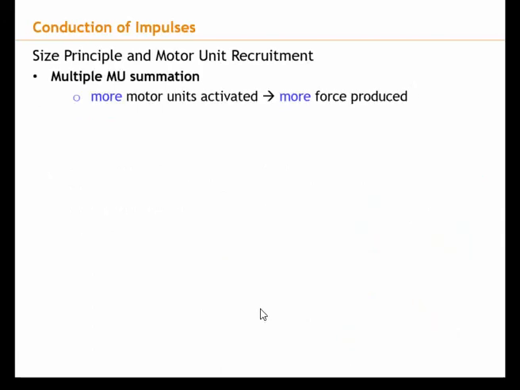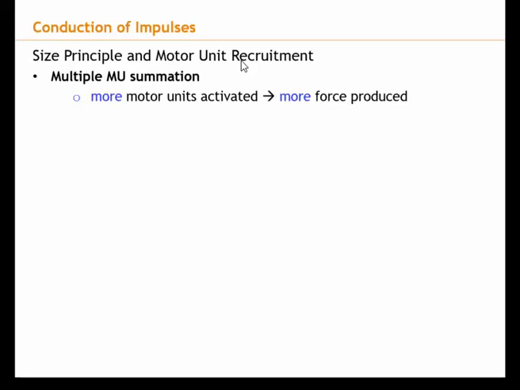So how do we produce force then? So where does force production come from? Force production comes from the more motor units that we can activate. So that's just called multiple motor unit summation. So more motor units equals more force. That's also a pretty easy one to understand.